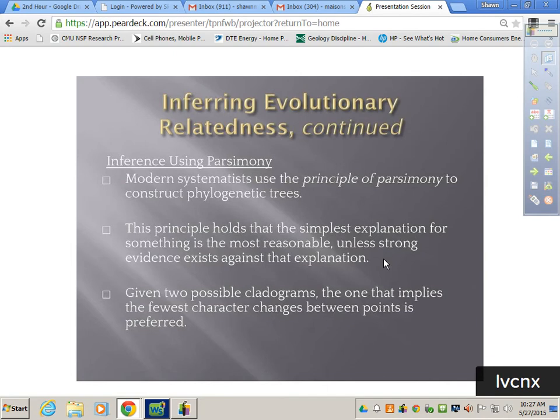So this holds that the simplest explanation for something is the most reasonable unless strong evidence exists against that explanation. So this does include using inference and looking at morphological structures as well. So given the two possible cladograms, the one that implies the fewest character changes between points is preferred. So again, common sense, right? If you have two differences and another one has four differences, the one with two differences is more related than the one with four.